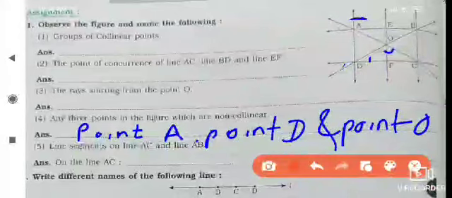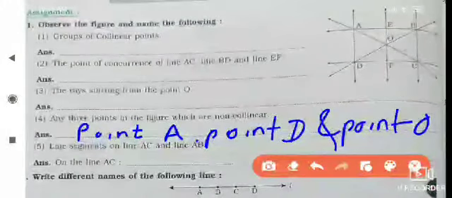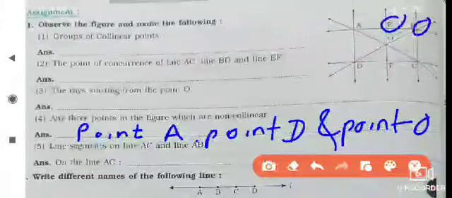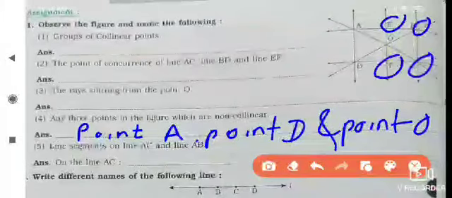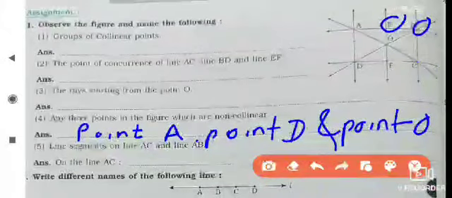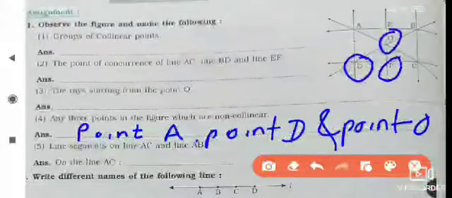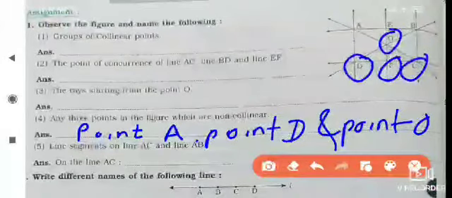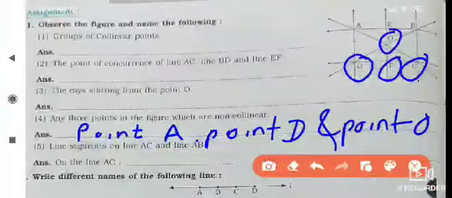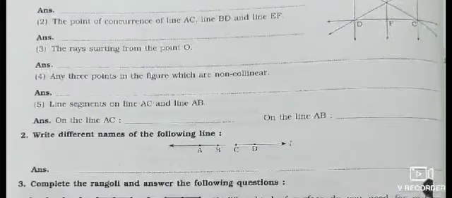Otherwise you can choose your own points. So many points are here which are non-collinear. So you can choose your way. So points E, B, C, F, these are also a set of non-collinear points. Again, if you see here, point T, point O, F and C, these are also non-collinear. So from this you have to choose any 3 points which are non-collinear and write them here.